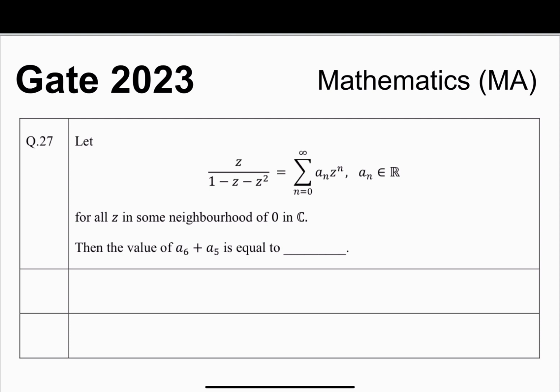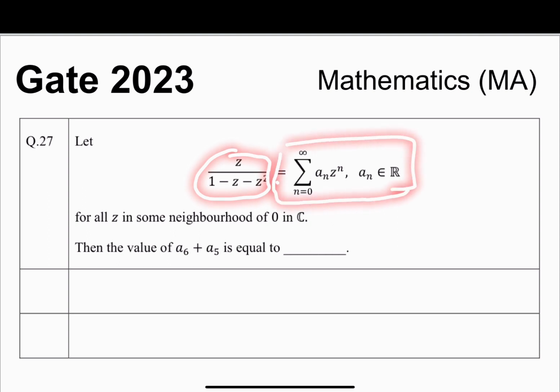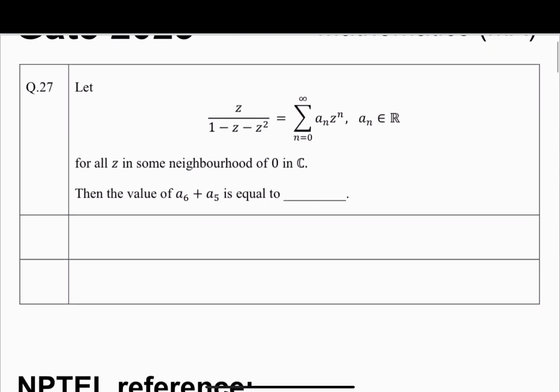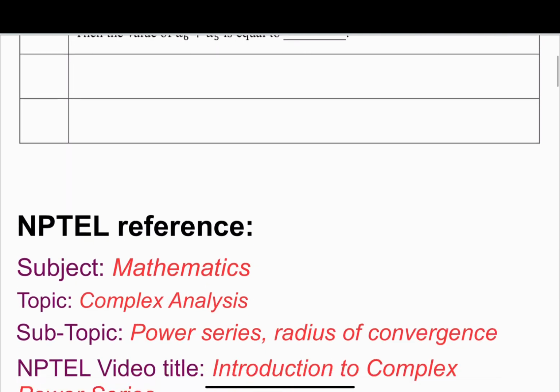It is saying that let f(z) = z by 1 minus z minus z square. This analytic function is given, and it is written in terms of this power series in some neighborhood of 0. You have to find the value of a6 and a5, the coefficients of the power series. So we have to find the value of this.